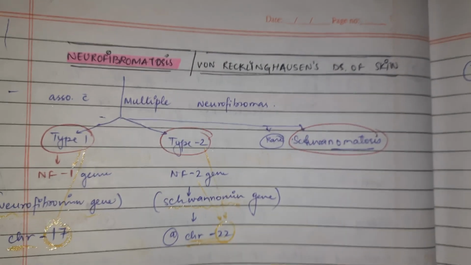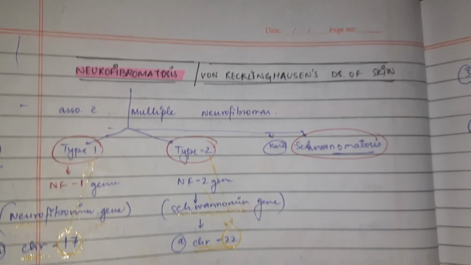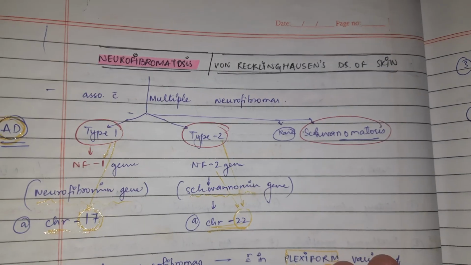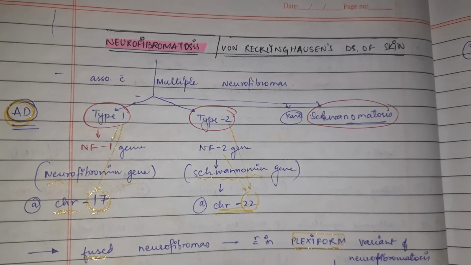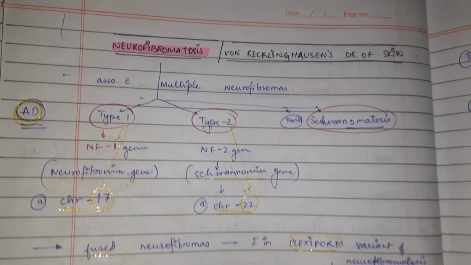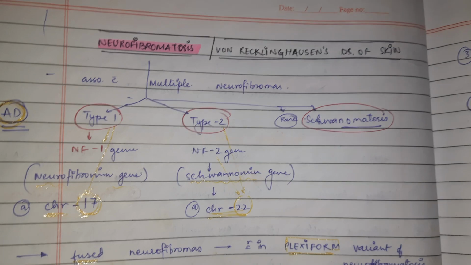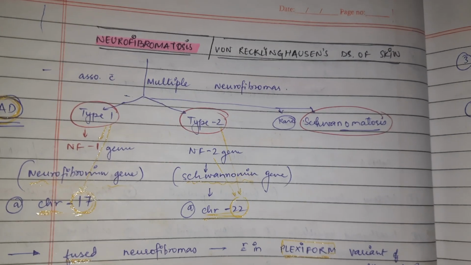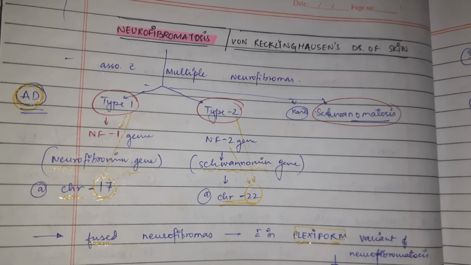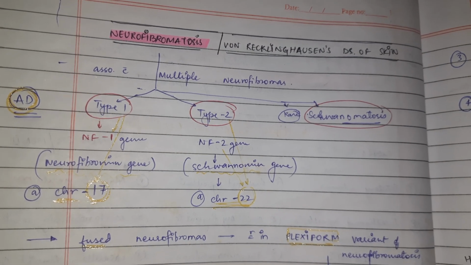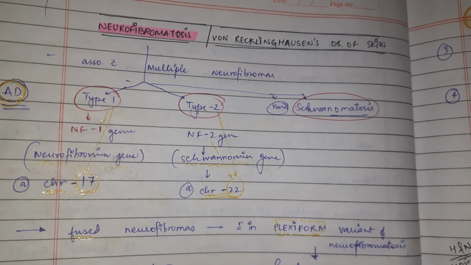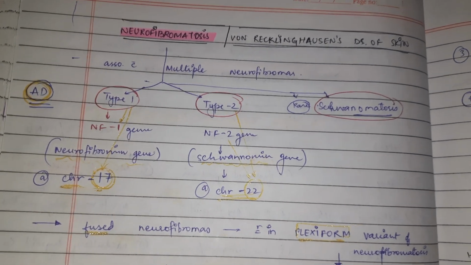Hi, so let's continue. Neurofibromatosis, or von Recklinghausen disease of skin, is associated with multiple neurofibromas. It is autosomal dominant, type 1 or type 2, or schwannomatosis, which is rare.